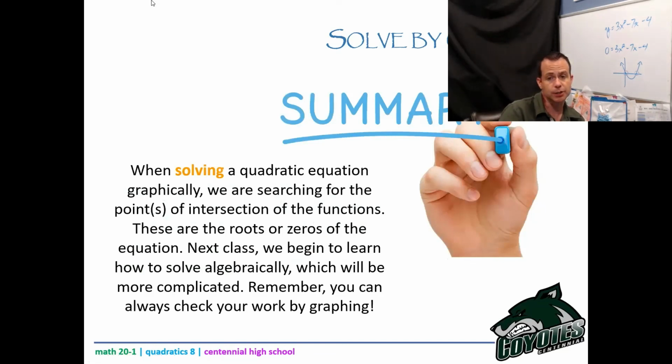All right, so in summary, when solving a quadratic equation graphically, what we're searching for is the points of intersection of the functions. These are roots or zeros of the equation. Next class, we will learn to solve algebraically, which will be a little bit more complicated. But remember, even when you're doing something on a test where you have to do it algebraically, you can always plug it in your graphing calculator and check your work. That way you know before you hand it in, I've got everything right.